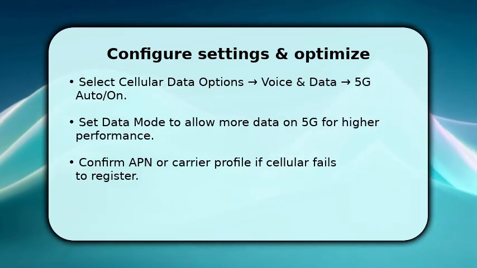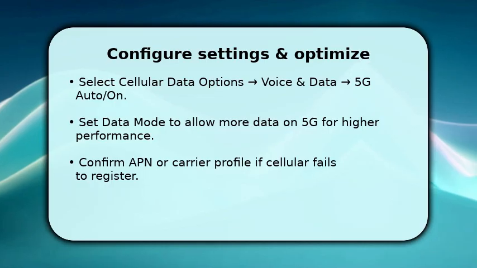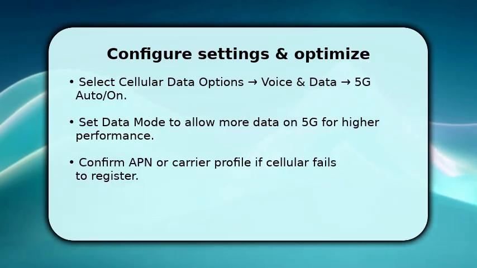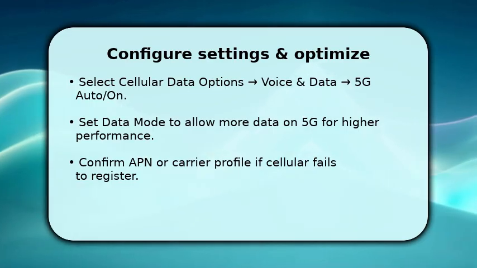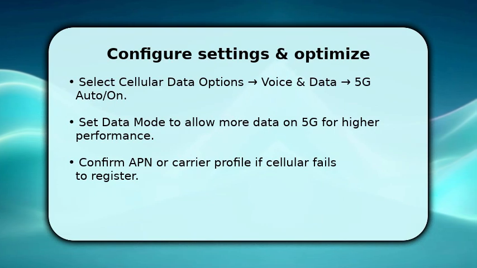If you rely on a private APN, enter it under Cellular, SIM Applications or carrier settings. Make sure carrier updates are installed. They often include essential 5G band support and bug fixes.